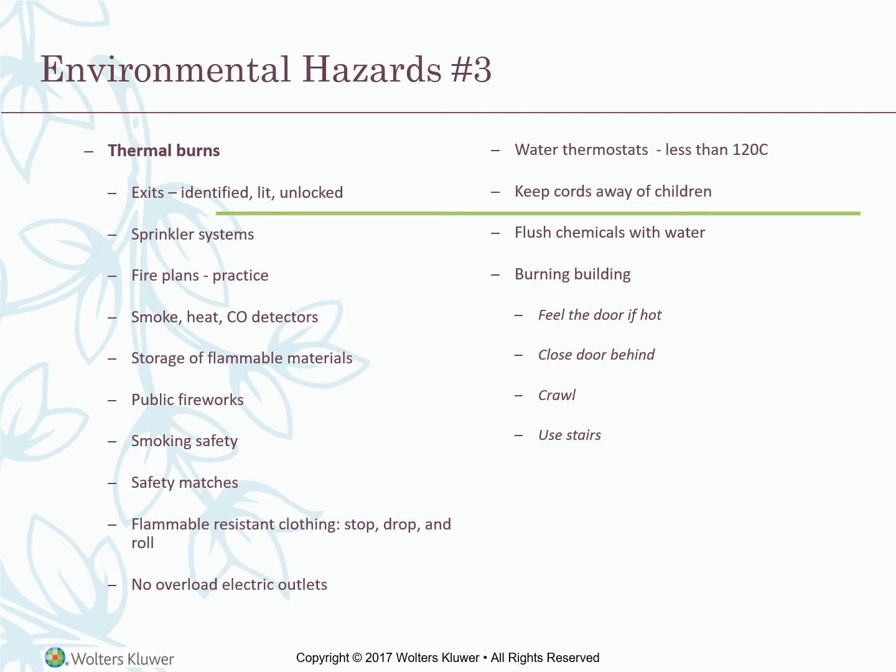Included in the plan are exits that should be identified, lit, and unlocked, sprinkler systems in place and working, and fire plans with practice. The CO detectors should be sensitive to smoke and heat. There should be proper storage of flammable materials. There should be smoking safety rules and places for smoking. There should be safety matches and flame-resistant clothing, and people should know to stop, drop, and roll.